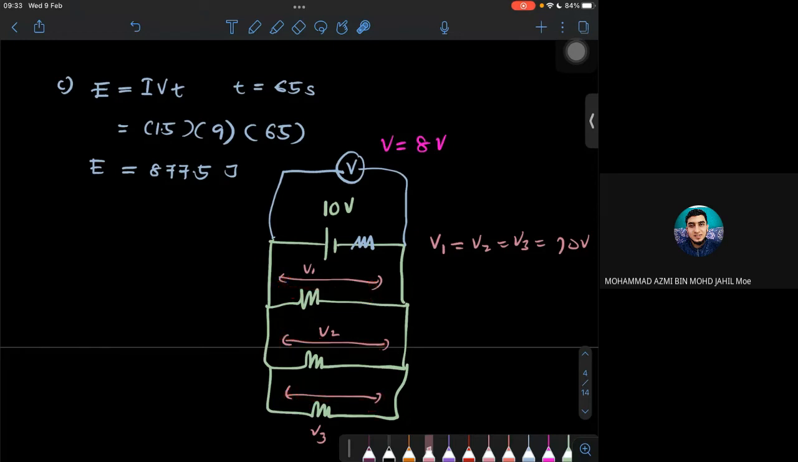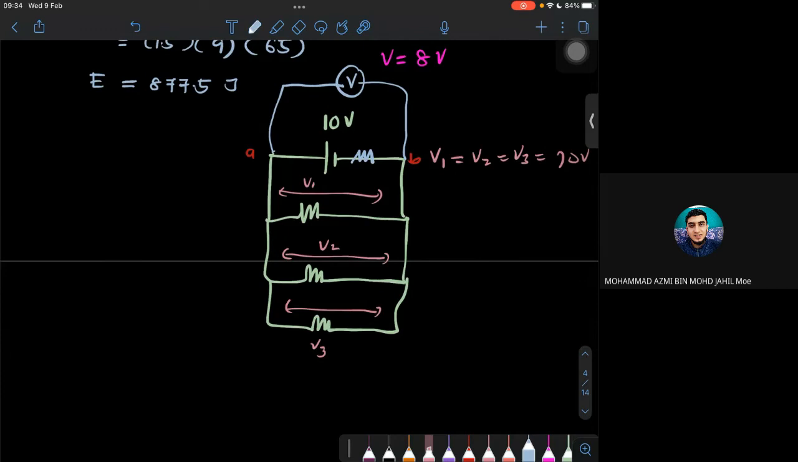So, voltmeter ni basically dia measure between 2 points, point A and point B. Kalau point A dan point B ni is the same thing here, so they all will measure the same voltage. So that's the concept lah kenapa voltage dalam parallel dia sama, tetapi dalam series dia tidak sama.